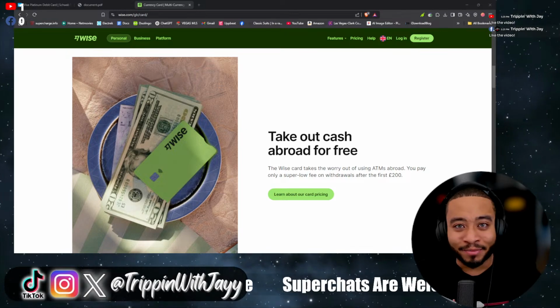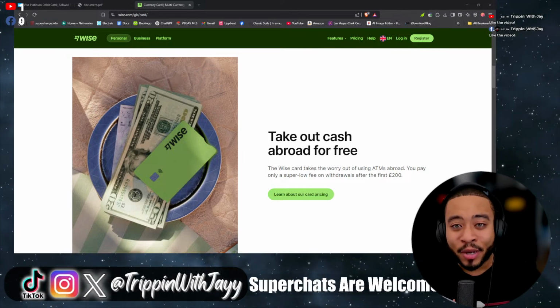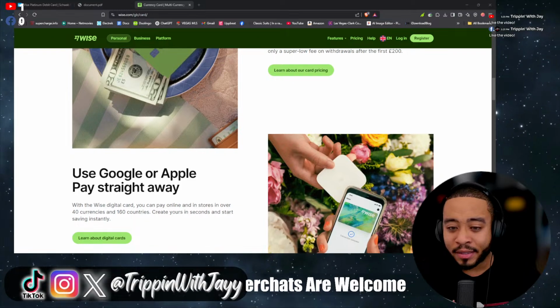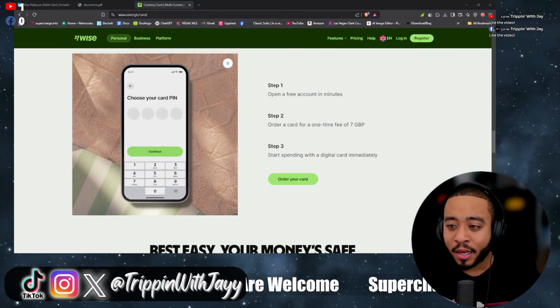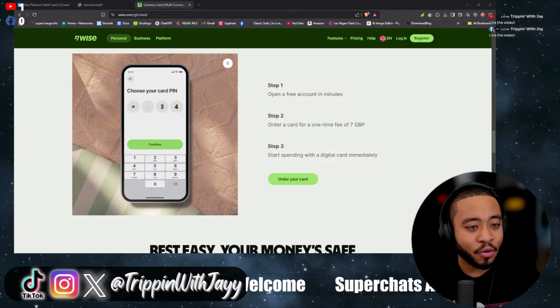Besides that, bro, that's it. But if you're outside the U.S., this is the card to get, and it's essentially the same use case as the Charles Schwab. And let's go to the comparison.